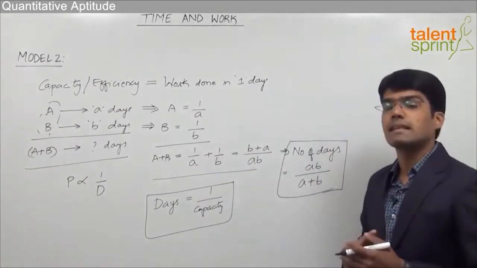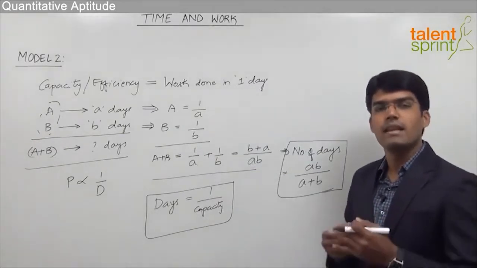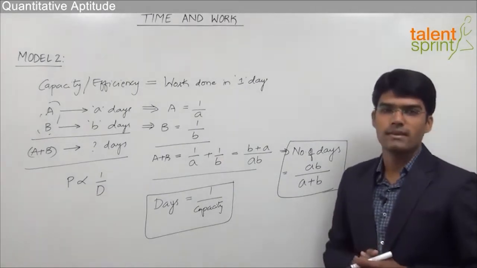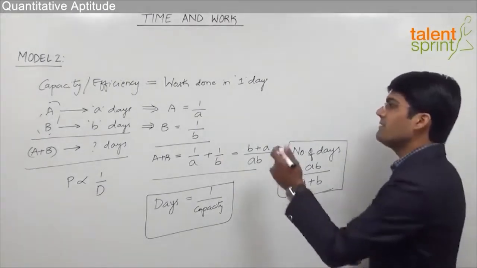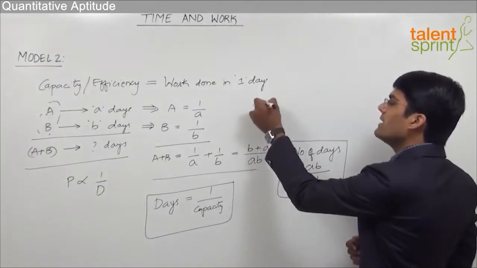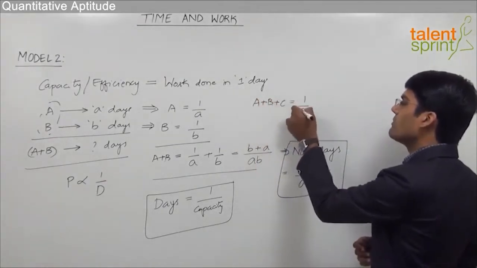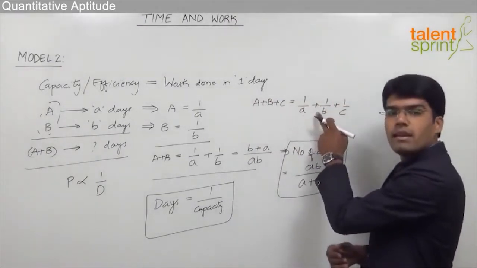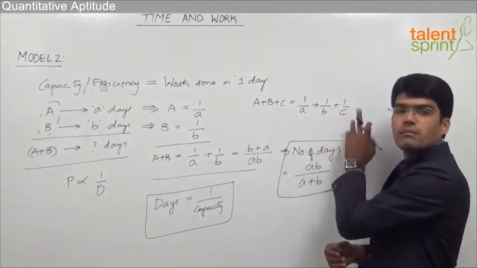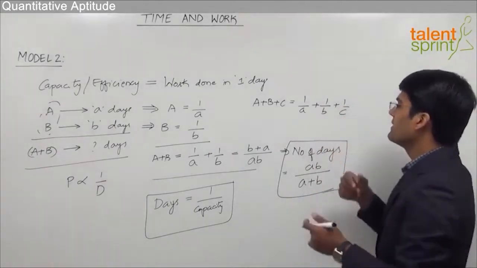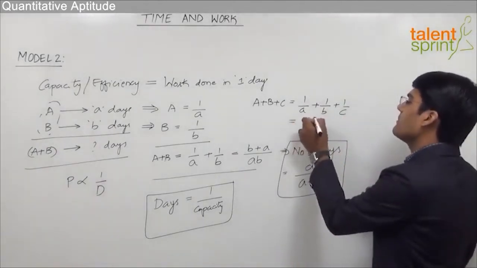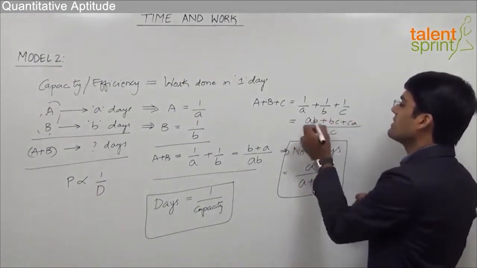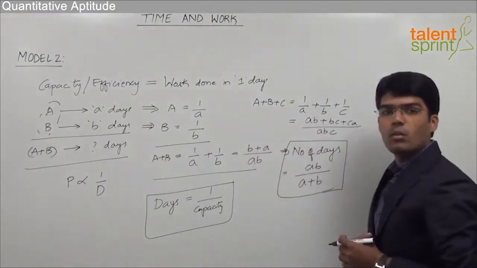Similarly, let us assume that there are 3 persons, A, B and C, where A can finish the work in A days, B can finish the work in B days, and C can finish the work in C days. So again, going by the capacity, we can say that the work done by A, B and C together in 1 day will be equal to 1 by A plus 1 by B plus 1 by C. This is nothing but the work done by A in one day, the work done by B in one day, and the work done by C in one day. So by simplifying this, we get it as (AB plus BC plus CA) by ABC. So this is the work done by A, B and C in one day.